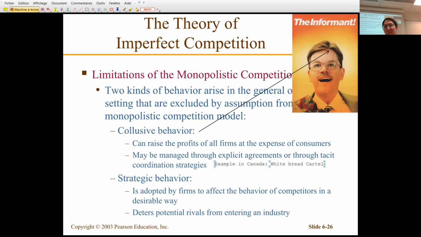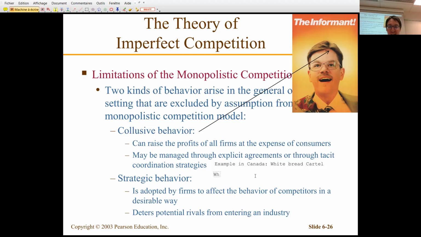So in Europe, in France, there was the dish soap cartel. So again, people who sell dish soap, it's essentially the same. So they just colluded with one another to hike the price, limit competition, and they were caught.